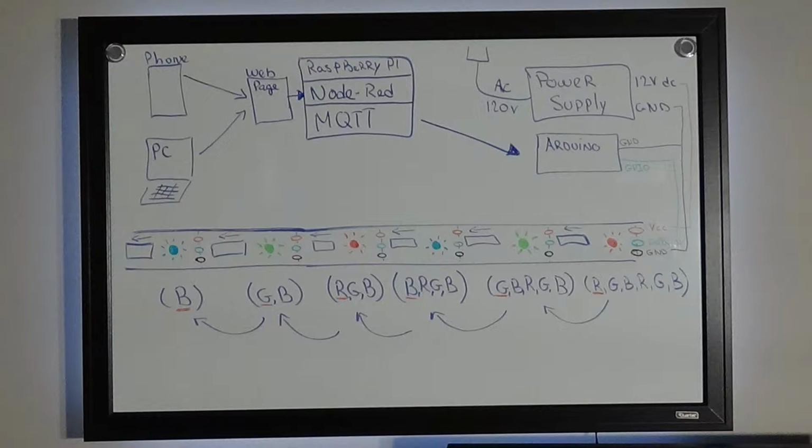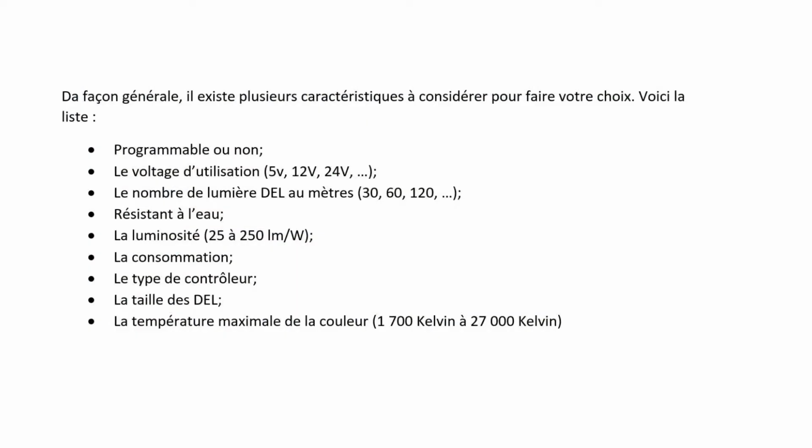Note that since the data signal is sequential, there is a direction for the branching, which is indicated by an arrow on the strip LED. In general, there are several features to consider when making your choice. Here's a list. Are they programmable or not?